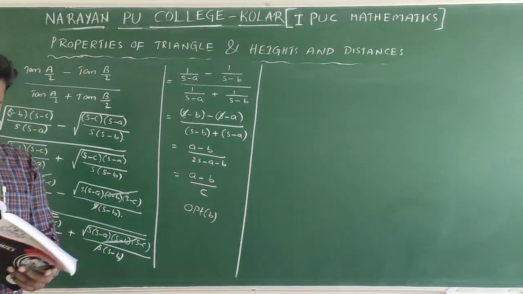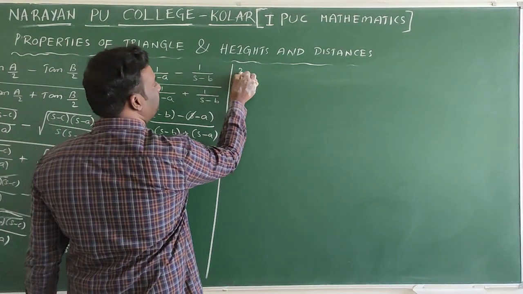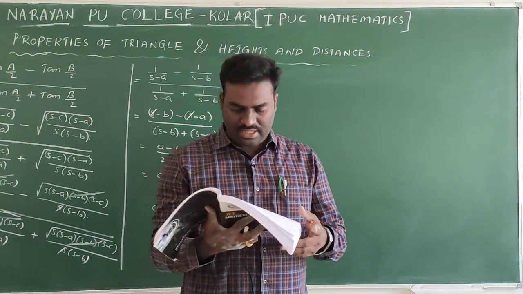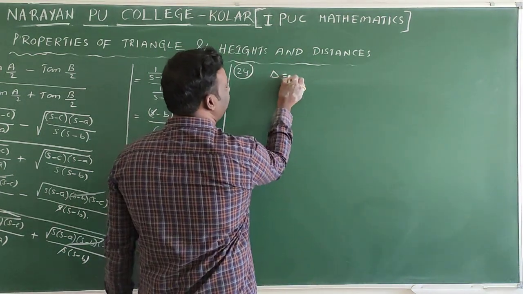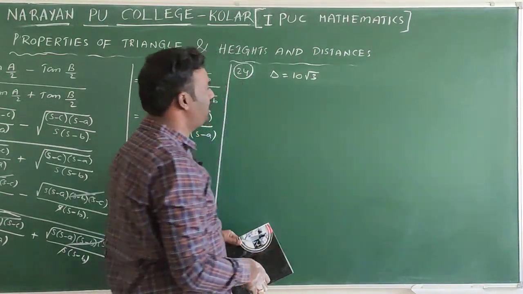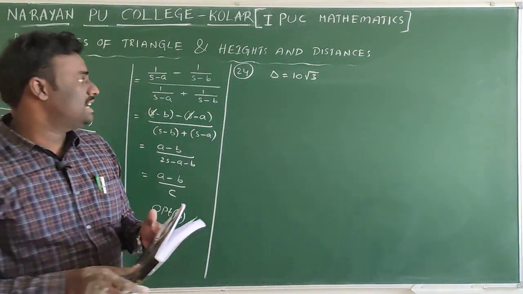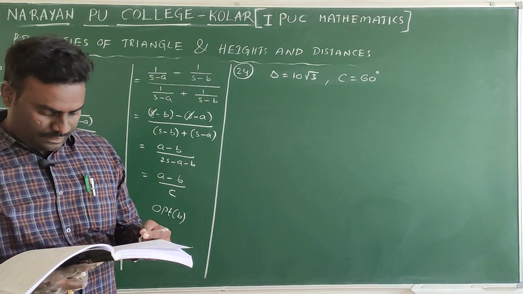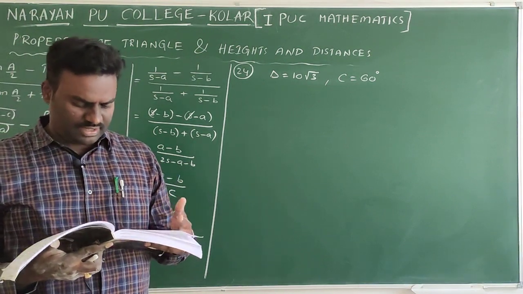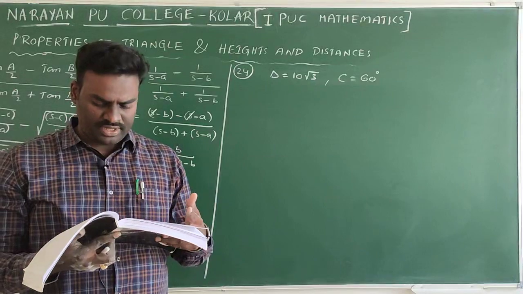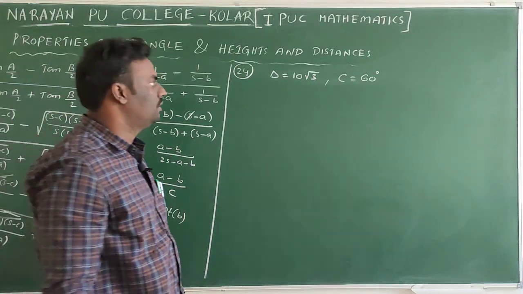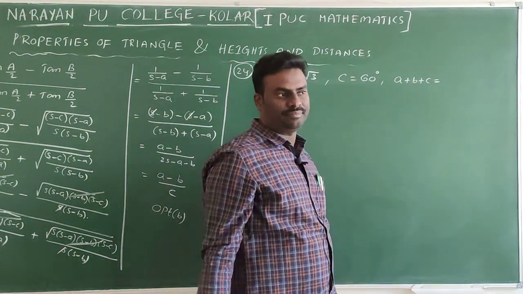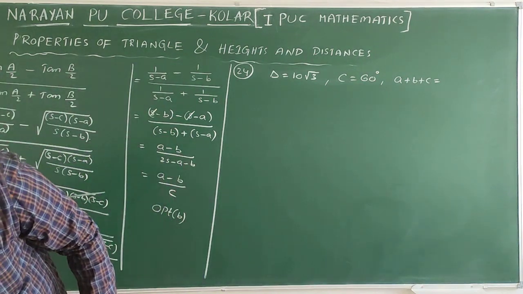Next, 24th question. In the 24th question, the area of the triangle is given. Area of triangle is nothing but delta. That is given as 10 root 3. And angle C is given as 60 degrees. Then its perimeter is also given, that is 20. Then we need to find small c. Perimeter is nothing but a plus b plus c. This perimeter is given as 20.